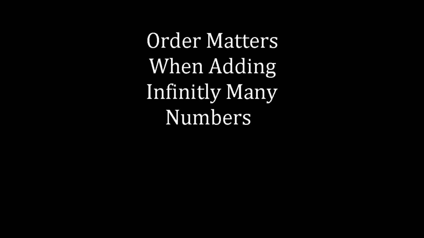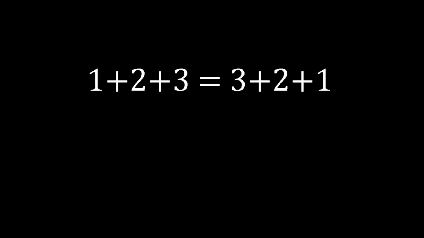In this video, I'm going to show you that adding an infinite amount of numbers together is dependent on the order in which you add them. Now, if you have finitely many numbers, when you add them together, the order in which you do this does not matter. 1 plus 2 plus 3 is the same as 3 plus 2 plus 1. But that's not the case with infinity.